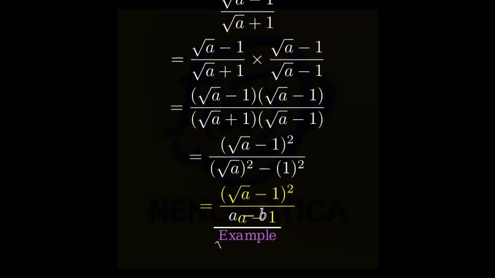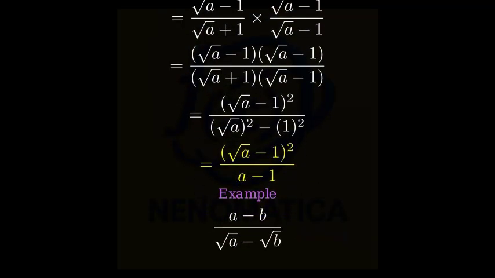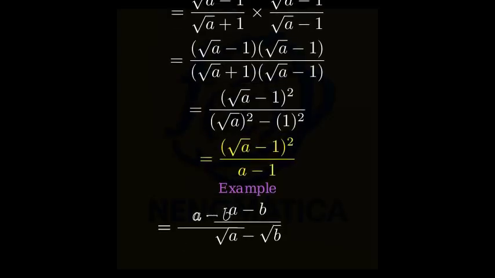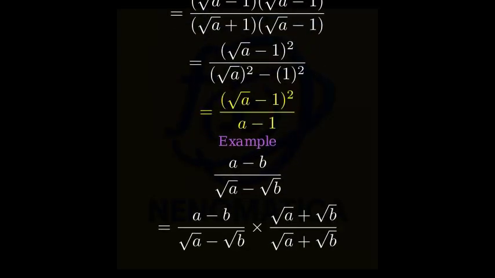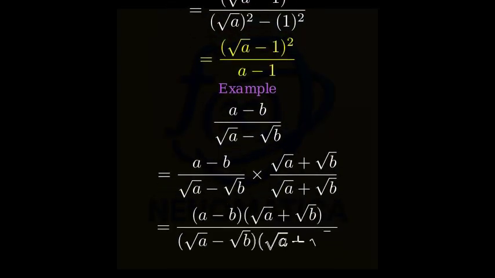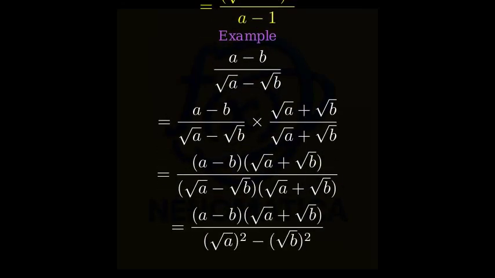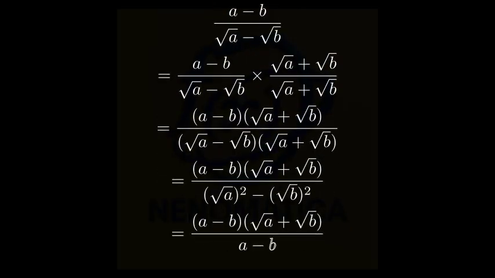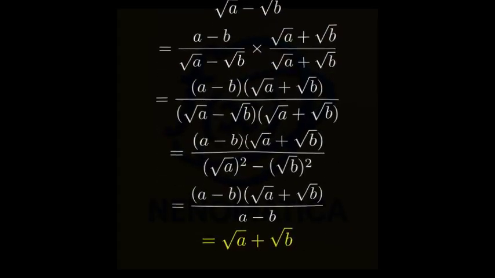Example 2. Start with a minus b over square root a minus square root b. Step 1. Multiply by the conjugate of the denominator, square root a plus square root b, over itself. Step 2. Write the products in numerator and denominator. Step 3. Again, use the difference of squares in the denominator. Step 4. Simplify, cancel a minus b, and conclude the result.